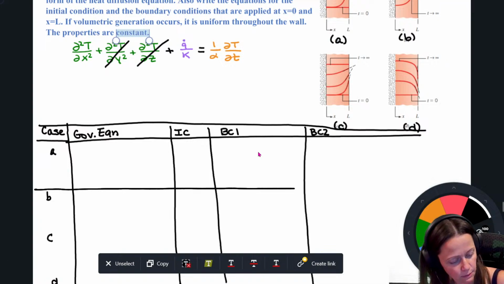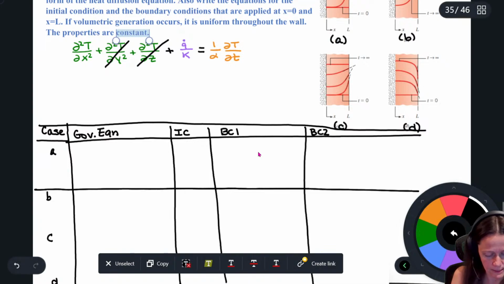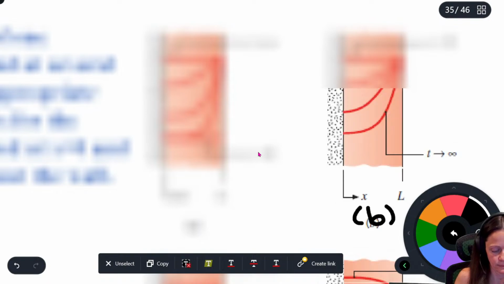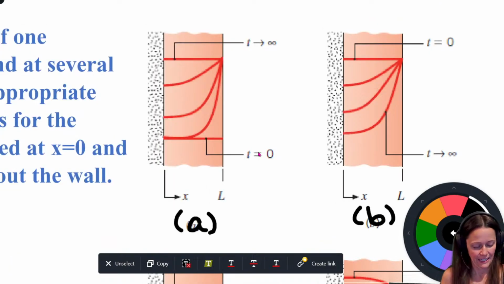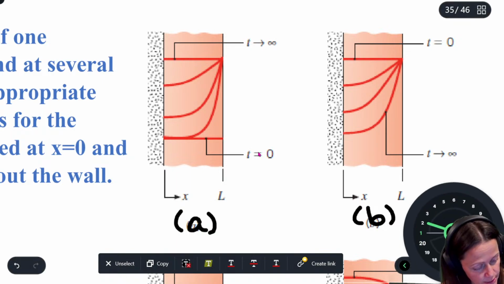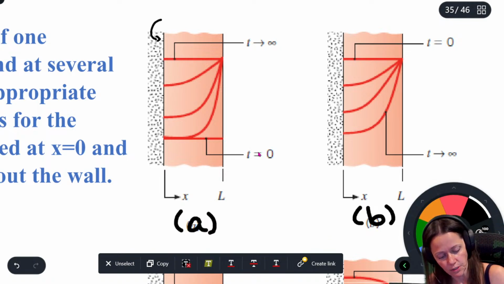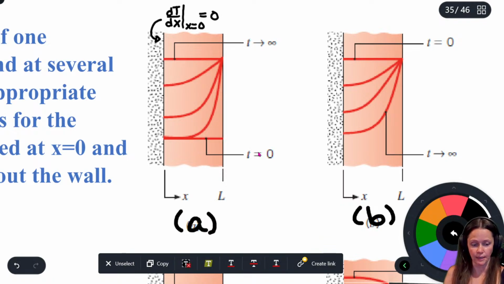All right, so let's handle that first one. See what's going on. So if I look at this guy, I've got one boundary condition that seems to be pretty darn obvious, and that's that I don't have any heat transfer right there. So I could say dT/dx at x equals 0 is 0. And I'll throw that in my chart.